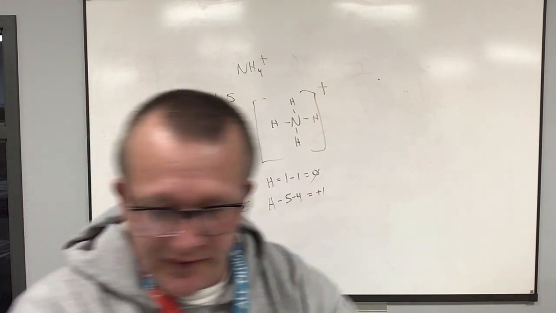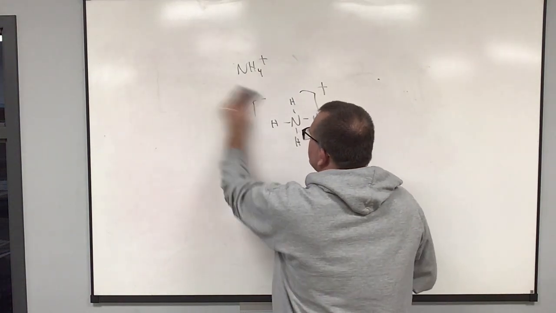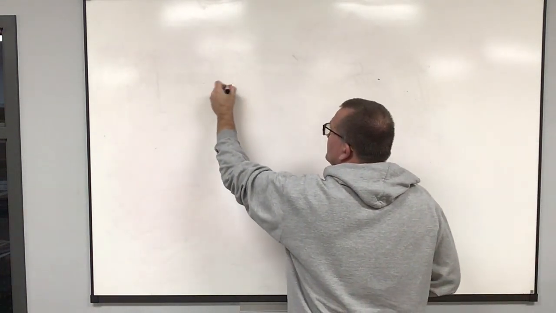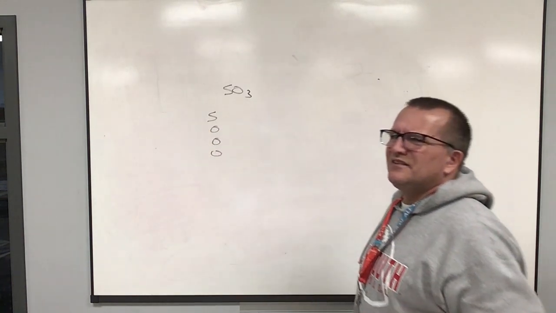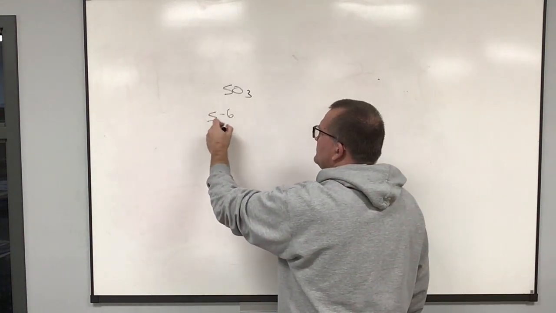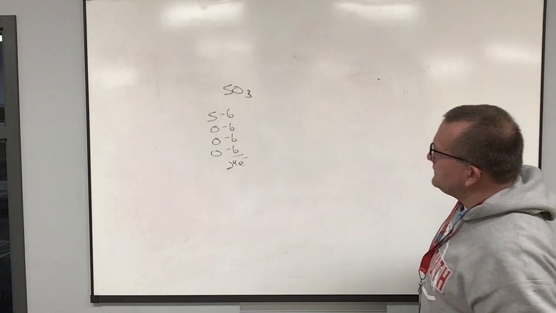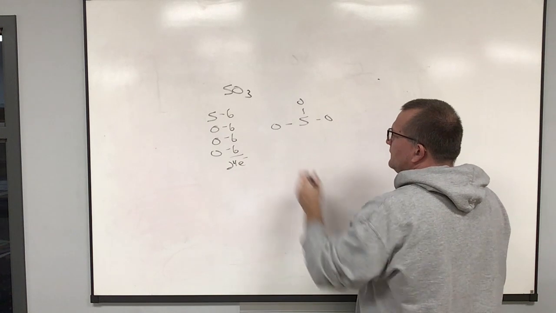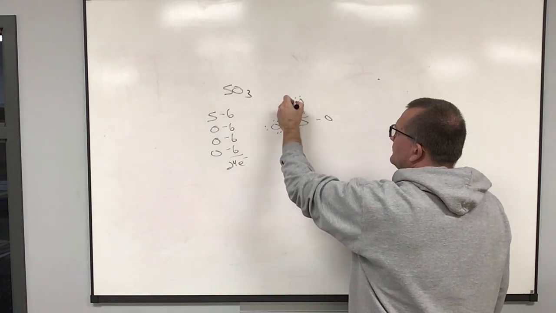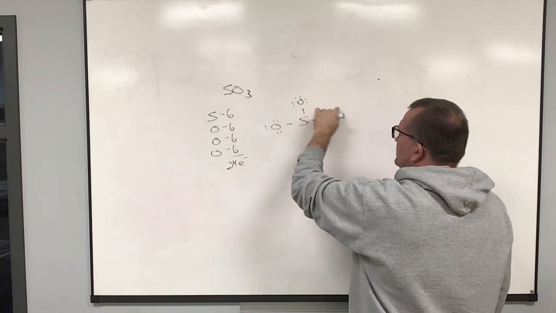Now let's look at SO3 and find the formal charge of all these. SO3, no charge, right? So I got sulfur and 3 oxygens. Sulfur has 6 valence electrons, as does each oxygen, for 24 total electrons. Since sulfur's by itself, I'll put it in the middle and surround it with oxygens. Okay, I'll dot these up. Then count them: 2, 4, 6, 8, 16, 18, 20, 22, 24.